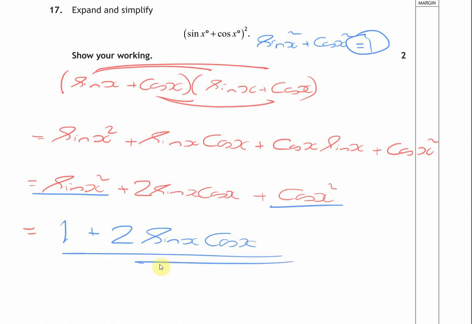And that's a very tricky question, especially knowing that these are exactly the same and identifying that the sin x squared and cos x squared will simplify to 1.